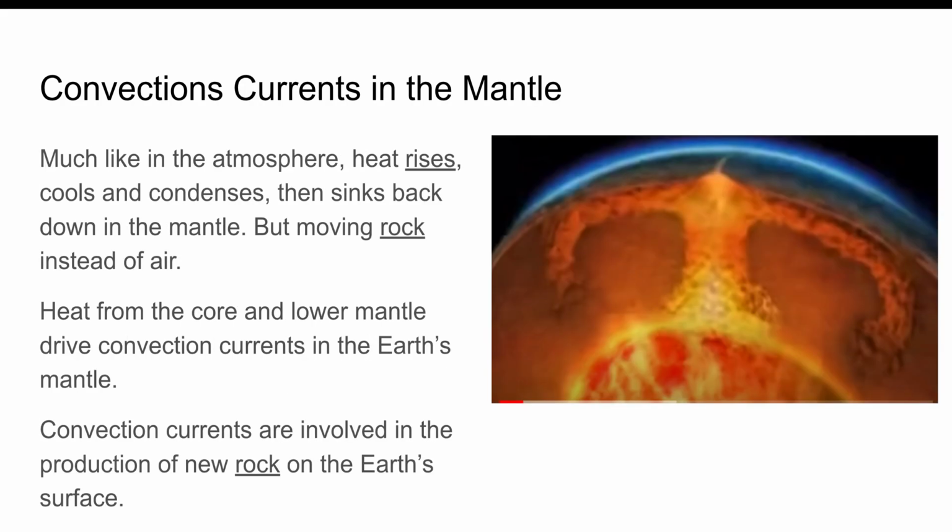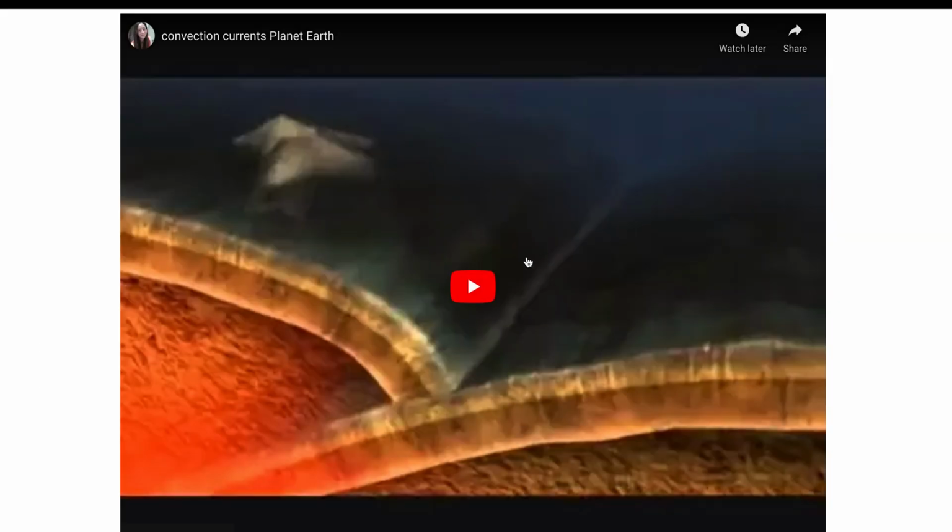And much like in the atmosphere, heat rises and cools and condenses and sinks back down. And again, that is the cyclical motion. Convection currents are involved in the production of new rock on the Earth's surface. And you can see in this CGI image here how the convection currents bring up hot molten lava or magma, creating a divergent plate boundary, and then it's cooling and subducting back in. And I got a sweet video to show you bringing it all together. So here we go with that.